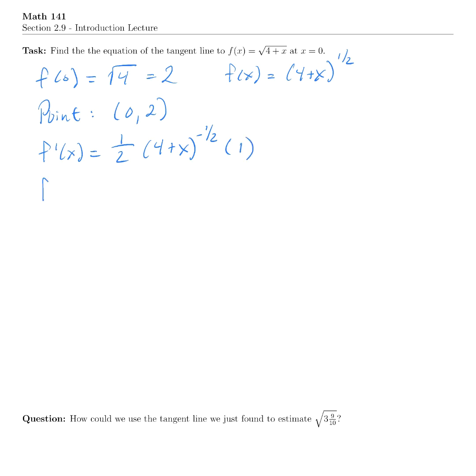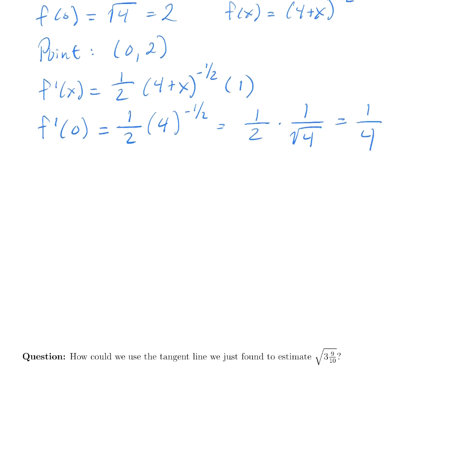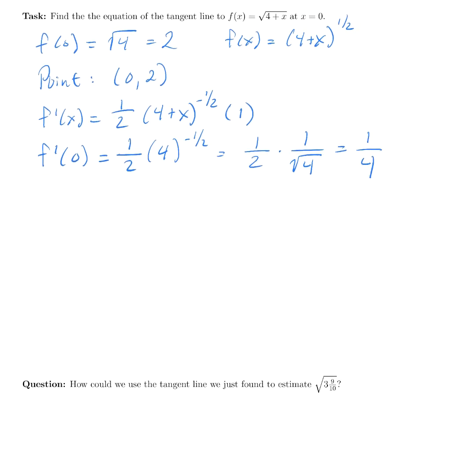The slope of our tangent line is going to come from evaluating the derivative at 0, and that is 1/2 times (4 plus 0) to the negative 1/2. But 4 to the negative 1/2 is also 1/2, right? This is 1/2 times 1 over the square root of 4, so that gives us 1/4. So now we have a tangent line that goes through (0, 2) with slope 1/4.